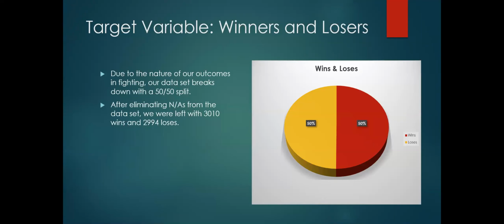The target variable was winners and losers. Looking at the pie chart, you can see it's basically 50-50 due to the nature of outcomes in the fighting world. Our data set breaks down with the 50-50 split. And after eliminating all the NAs from the data set, we were left with 3,010 wins and 2,994 losses.